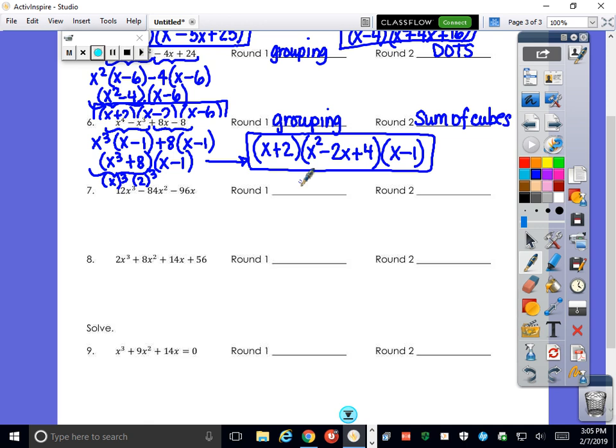Number 7, round 1 is a greatest common factor. You cannot group in this one. There's only 3 of them. They've got a 12 and an x in common, leaving us with x squared minus 7x minus 8.